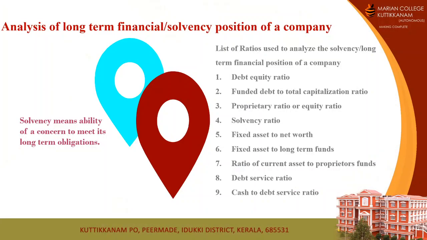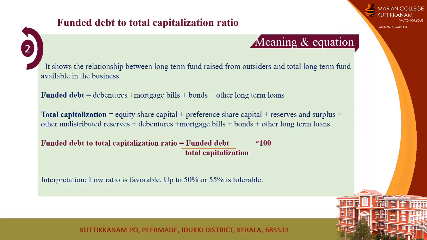We have already seen debt equity ratio in detail. In this video, we will see the next 4 ratios, that is funded debt to total capitalization ratio, proprietary ratio or equity ratio, solvency ratio and fixed asset to net worth ratio in detail. The remaining 4 ratios we will cover in the coming video. So first we will see funded debt to total capitalization ratio.